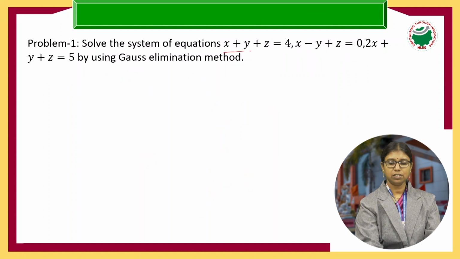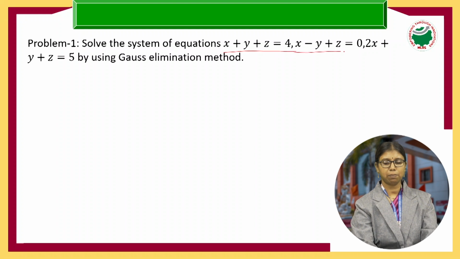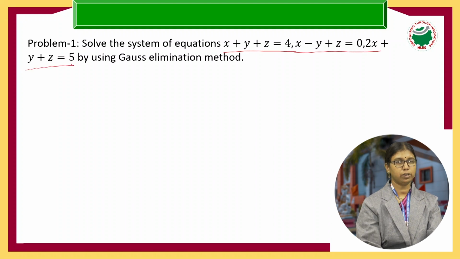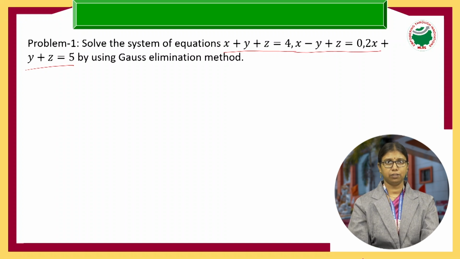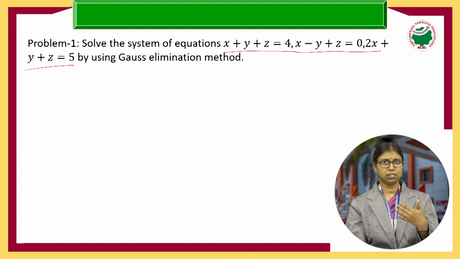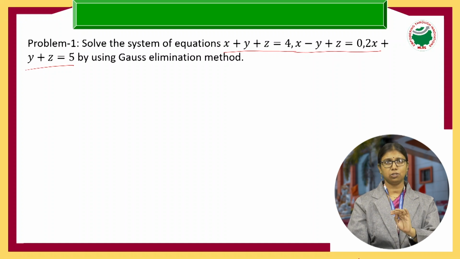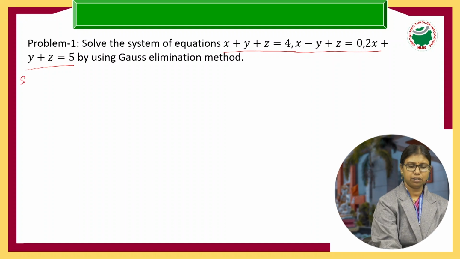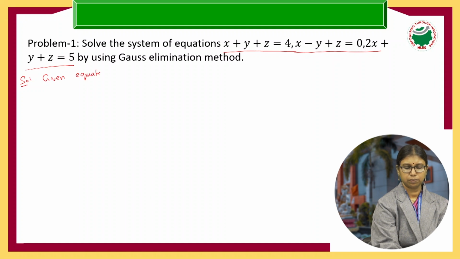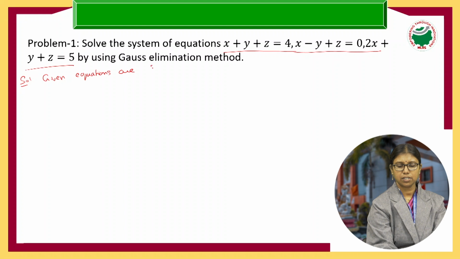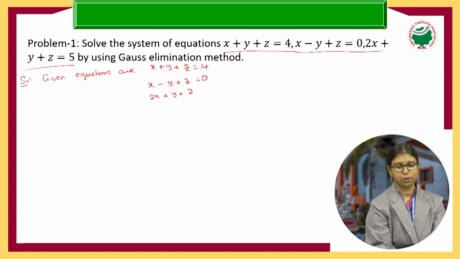Solve the system of equations x plus y plus z equal to 4, x minus y plus z equal to 0, 2x plus y plus z equal to 5 by using the Gauss elimination method. First, you do the procedure like non-homogeneous equations only. Take the matrix representation, write down the augmented matrix, convert that matrix to upper triangular form. So, I'll write the given equations. The given equations are x plus y plus z is equal to 4, x minus y plus z equal to 0, 2x plus y plus z equal to 5.